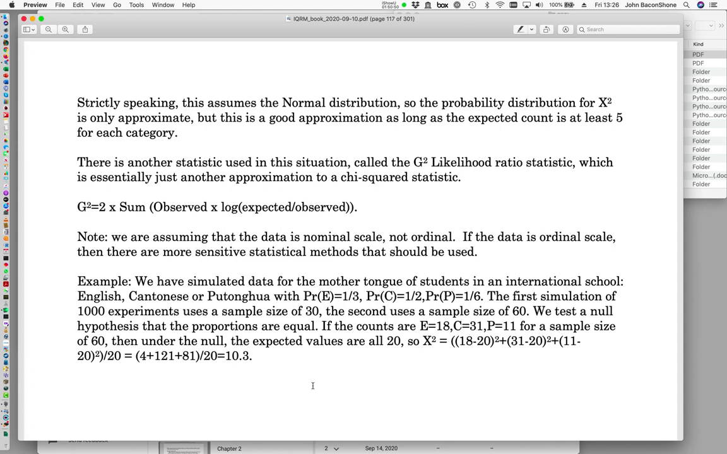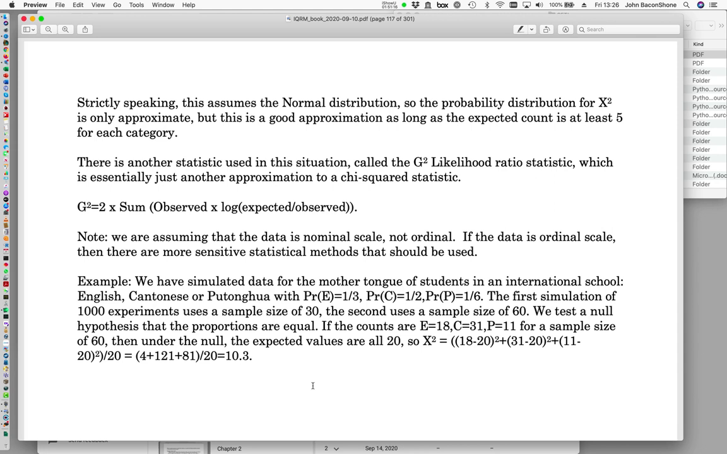So there is an approximation in here, but this approximation works reasonably well. The only thing we have to be a little bit careful about is that the expected counts are not too small. So we're assuming that the expected count is at least 5 for each category. Otherwise, we need to use a more careful, more complicated approach than this.